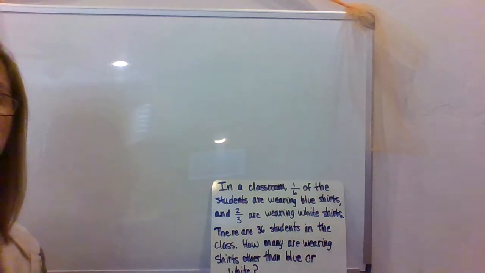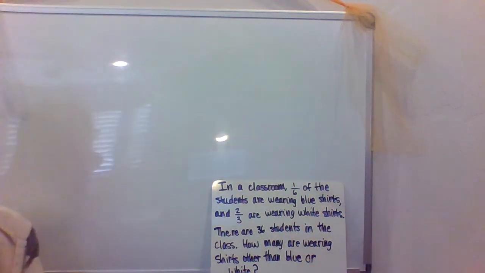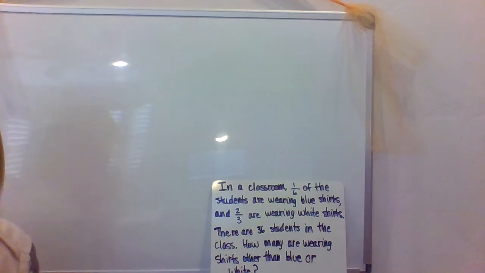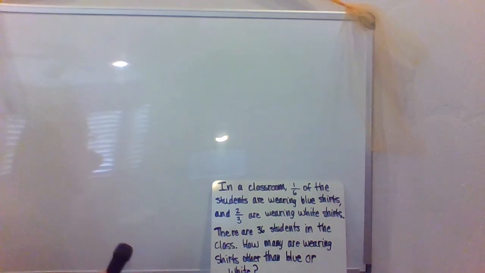Right, hello you guys. Today for math, you are going to be working on your Zearn lesson. It's coming from Module 4, Lesson 12. The name of the lesson is Picture the Parts. Your objective is to solve and create fraction word problems involving addition, subtraction, and multiplication.